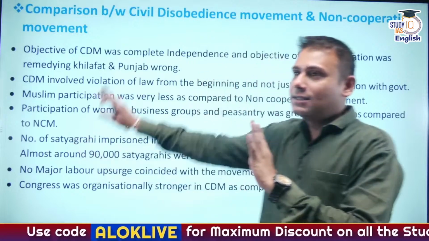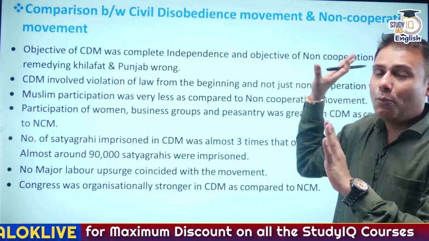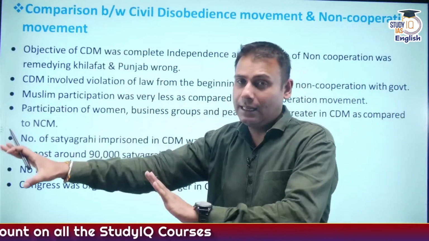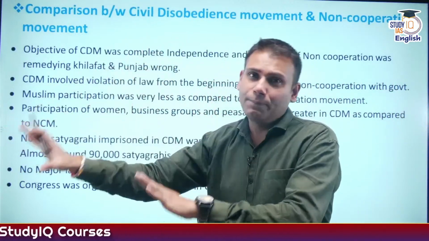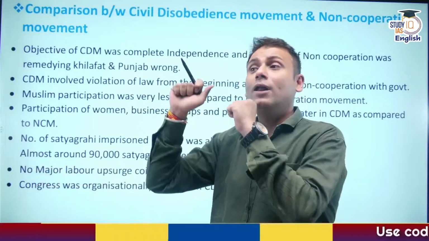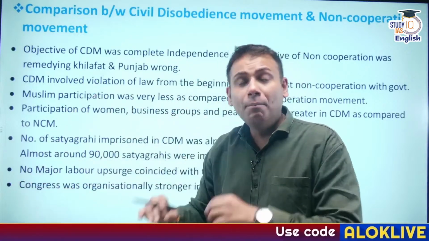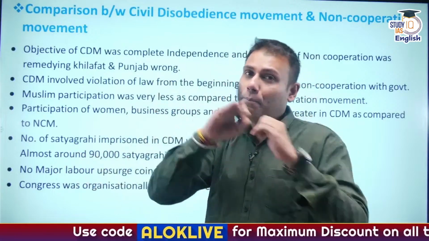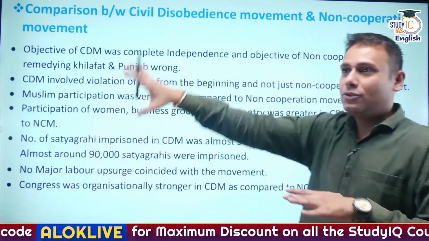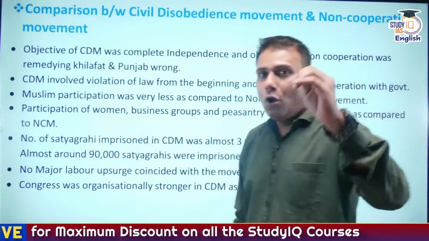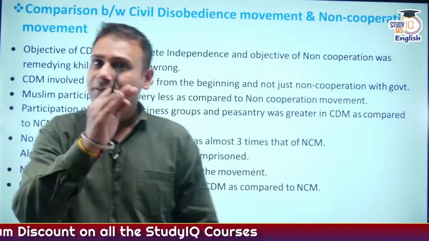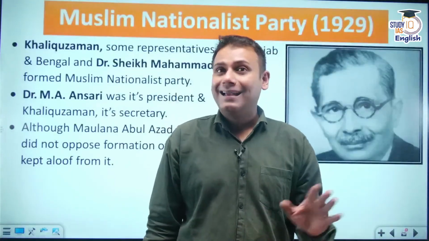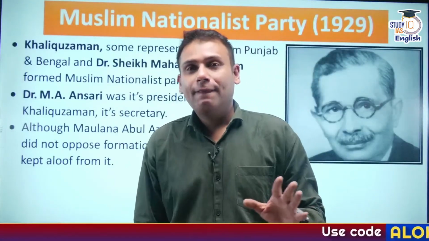So guys, this is a comparison between the civil disobedience movement and the non-cooperation movement that we have discussed previously. The extent of mass participation. Apart from this, the brutality conducted by the Britishers, number of satyagrahis, participation of students, women, peasants, merchants, and Muslims. So this is a comparison of the non-cooperation movement and the civil disobedience movement. Hope the points are clear, guys.